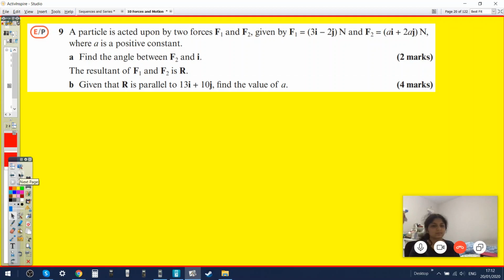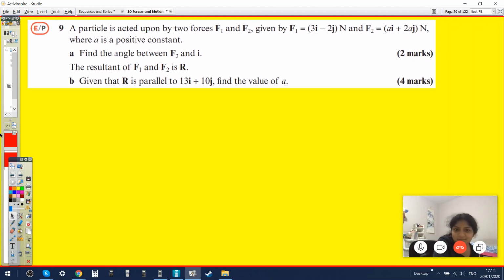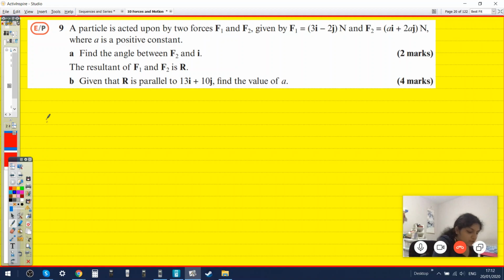Find the angle between F2 and I. The resultant of that is R. B is a bit different. How would you do B? So first you have to add F1 and F2 to find the resultant.